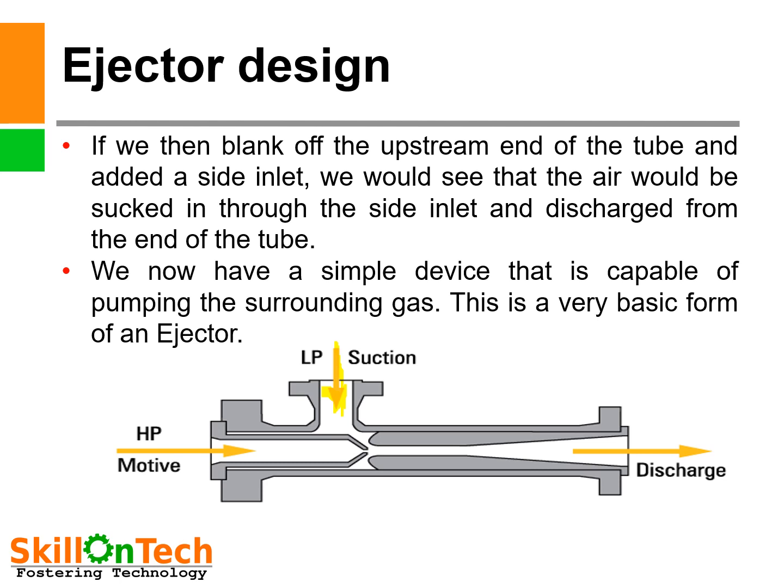We would see that the air would be sucked in through the side inlet, and discharged from the end of the tube. We now have a simple device that is capable of pumping the surrounding gas. This is a very basic form of an ejector.